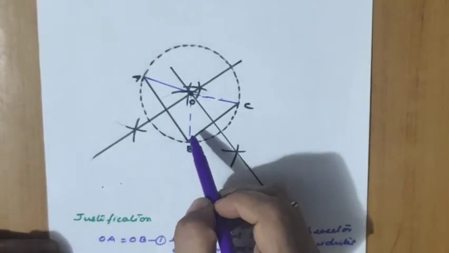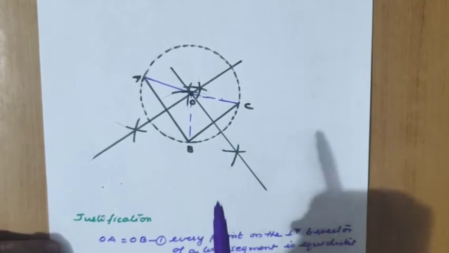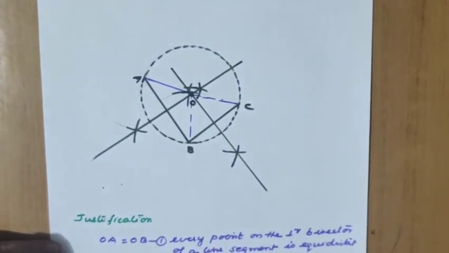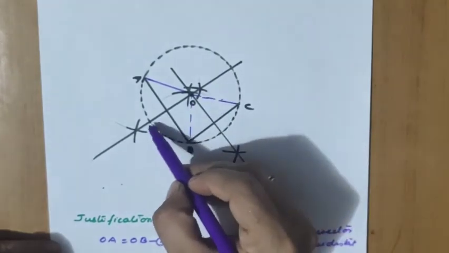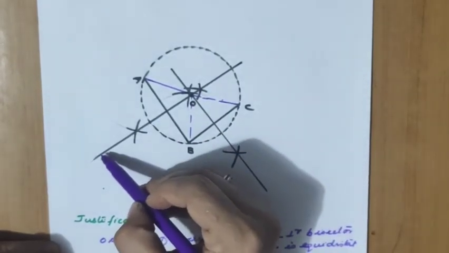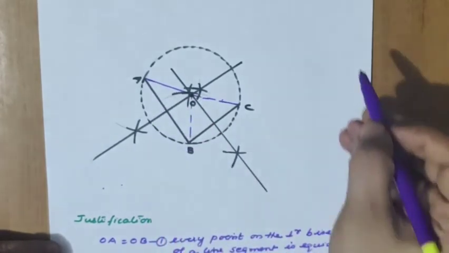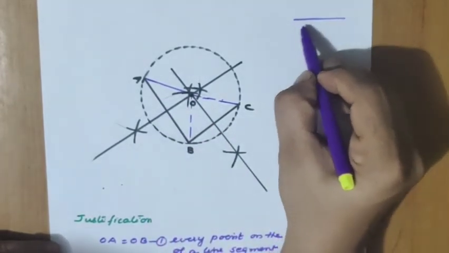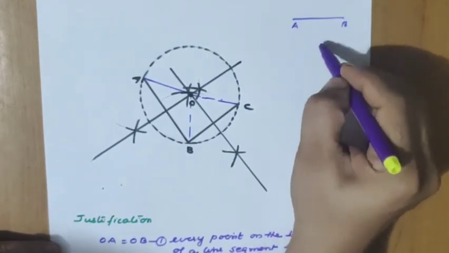So now we have joined. How can I write OA and OB are equal? Because we have already learned the perpendicular bisector property. When we take any point on the perpendicular bisector of any line segment, it is equidistant from the endpoints. For example, AB is the line segment we have taken and we have drawn the perpendicular bisector like this.